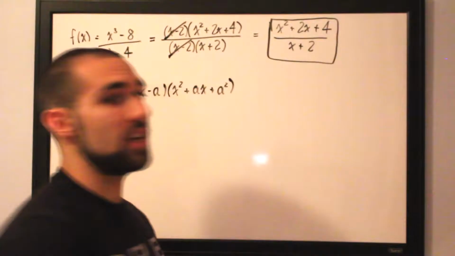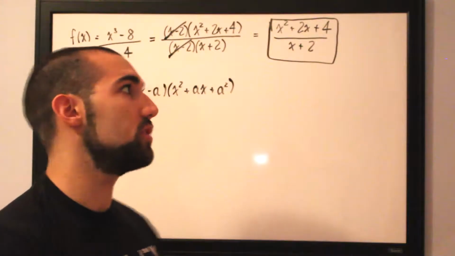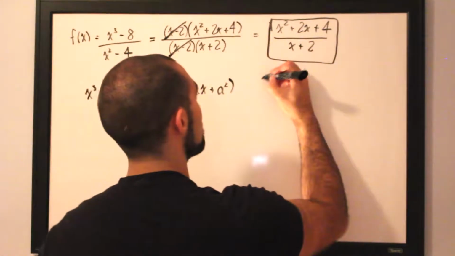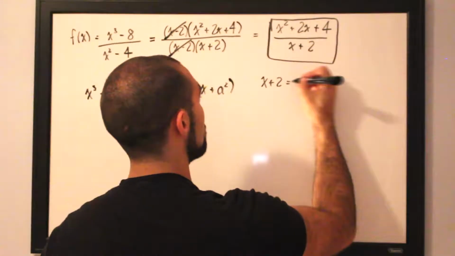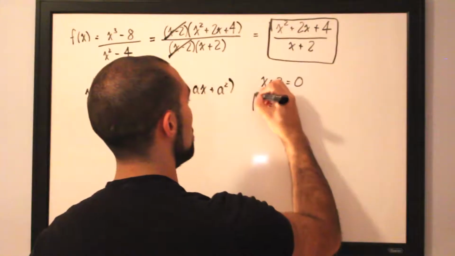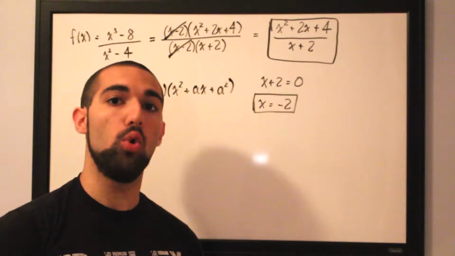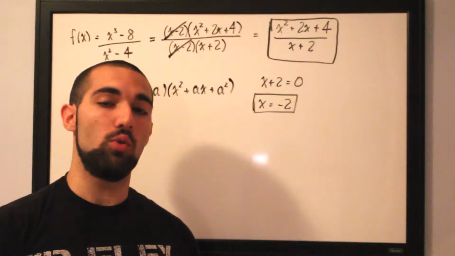So right away we can set the denominator equal to 0, and right then and there we're going to be able to find our points of discontinuity. So if we were to set x plus 2 equal to 0, we know that at x equals negative 2, we are going to have a discontinuity in our function. That's where the hole or the jump is going to appear on the function.